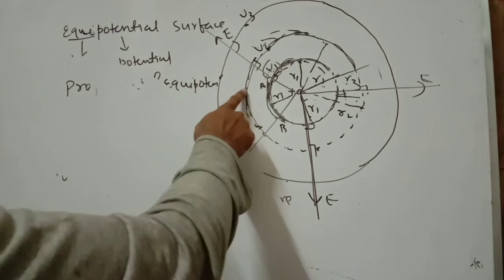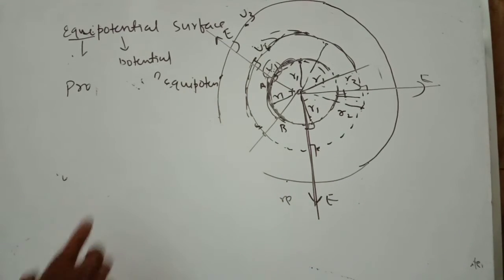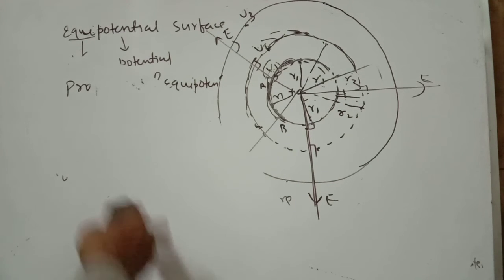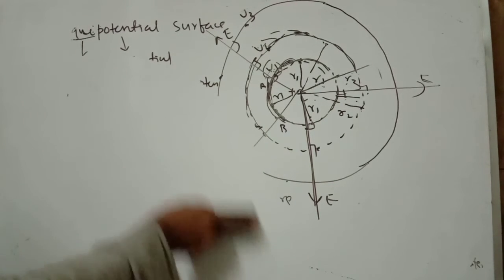So these equipotential surfaces never intersect each other. This is the fourth property. Is it clear? After that I am going to discuss electric potential energy. If there is any problem, you can comment here.